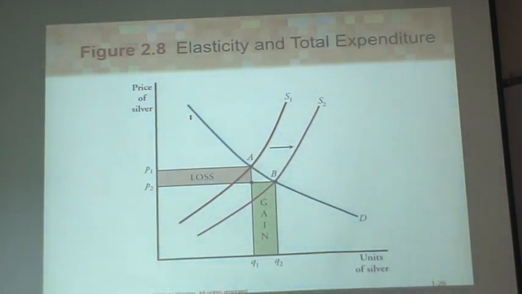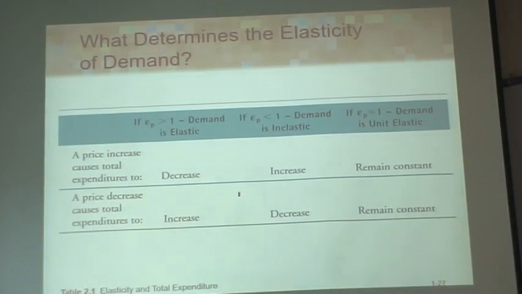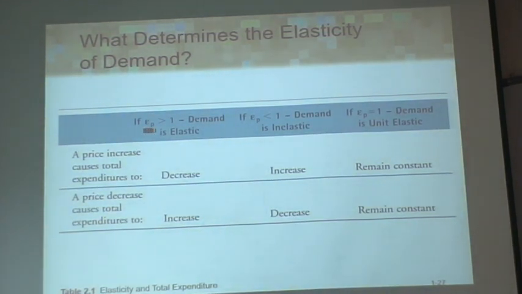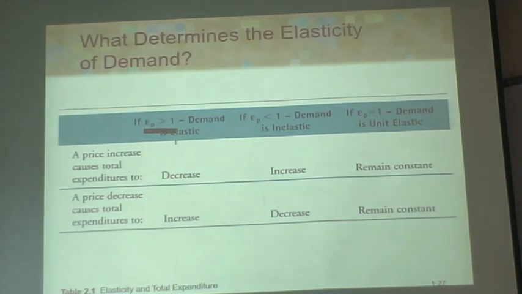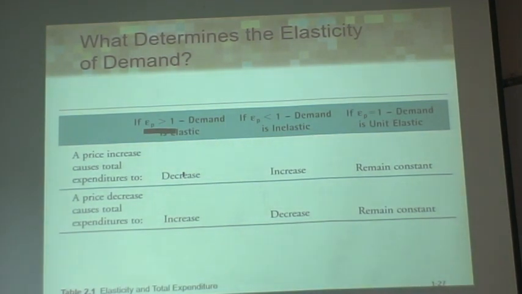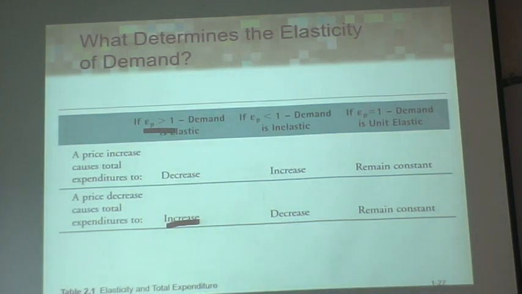Okay, so when it is price elastic, when the price goes down, actually you get more. The revenue increases. Okay? So here, a price increase causes total expenditure to decrease if your elasticity is greater than 1. So the product you sell is elastic. You should not increase the price. You will get hurt. But if it is inelastic and you increase the price, it's good.